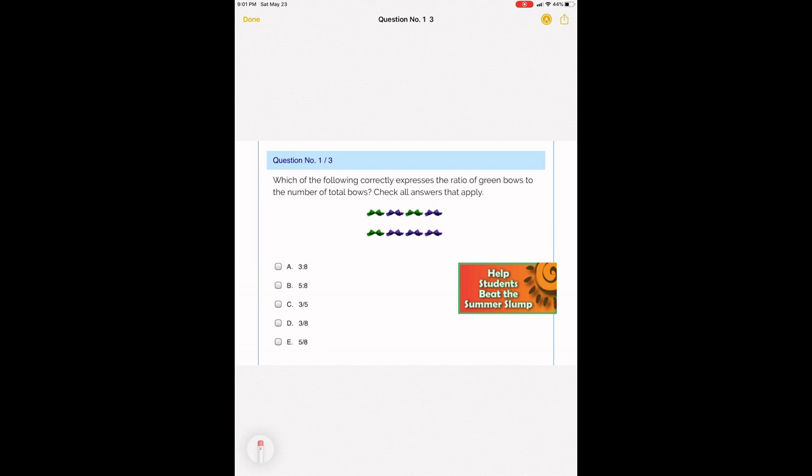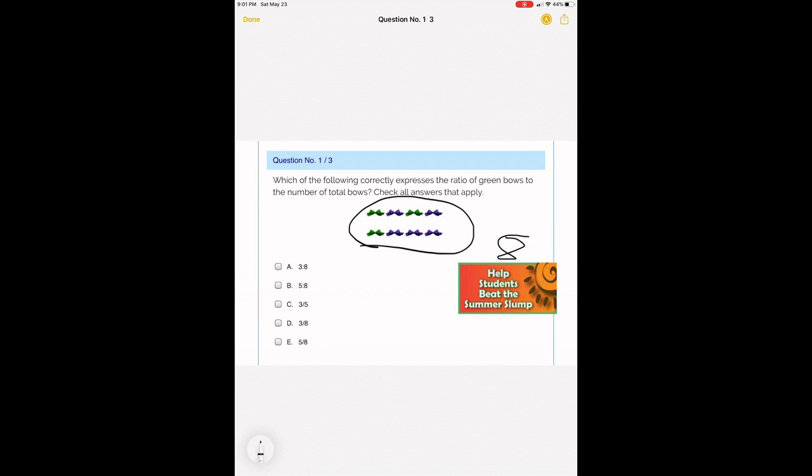So this is the first question for today. It says, which of the following correctly express the ratio of green balls to the number of total balls? Check all the answers that apply. So let's see the balls. It didn't say anything. We just see that the total balls is 8.